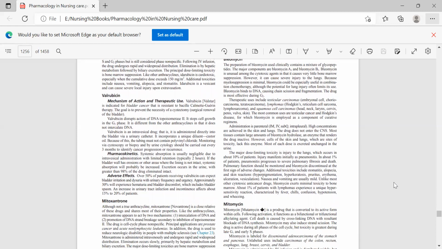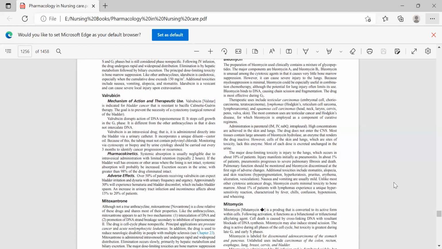Valrubicin is indicated for bladder cancer that is resistant to Bacillus Calmette-Guérin therapy. The goal is to prevent the necessity of cystectomy, that is the surgical removal of the bladder. Valrubicin disrupts the action of DNA topoisomerase 2 and stops cell growth in the G2 phase. So it is different from other anthracyclines and does not intercalate DNA. The only difference is regarding the mechanism of action.